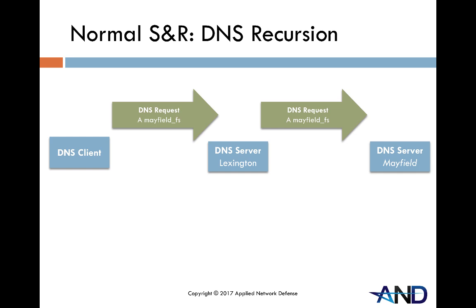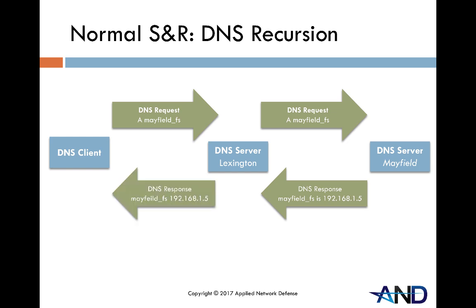It's going to have the appropriate database record for Mayfield FS, and it's going to respond to the DNS server with the answer to the question. It's going to say Mayfield FS is 192.168.1.5, at which point the DNS server in Lexington will take that answer and then provide it back to the DNS client.